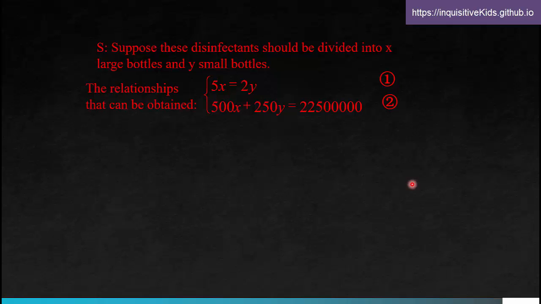Now we have our system of equations. We have 5x is equal to 2y, and that is our ratio. Our second equation is obtained from the amount of grams per large bottle and amount of grams per small bottle, and all of that added together is equal to the grand total. That's equation number 2. And now it's just simplifying.